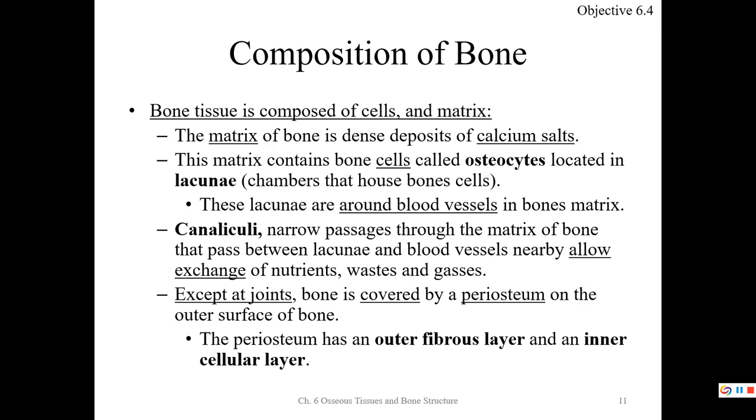Now, if you look at a bone, all over a bone except for the joints, there's a periosteum on the outside of the bone, and it has an outer fibrous layer and an inner cellular layer. So it's two layers. It has a tough outer fibrous layer and a soft inner cellular layer.